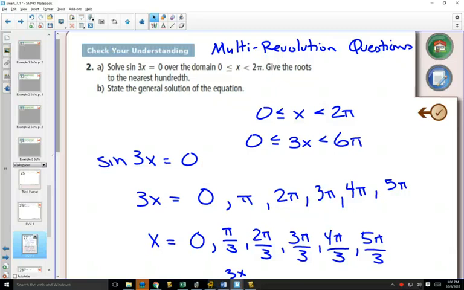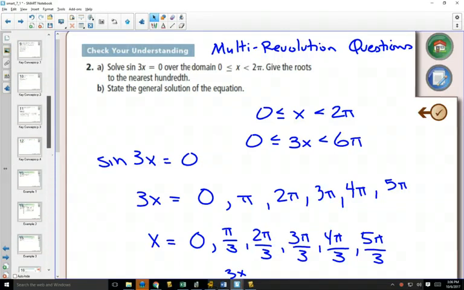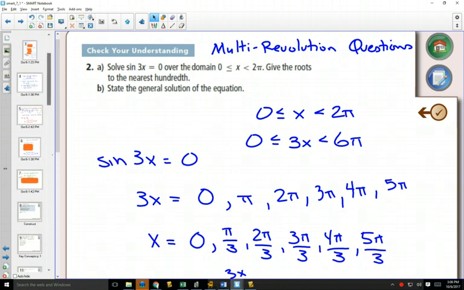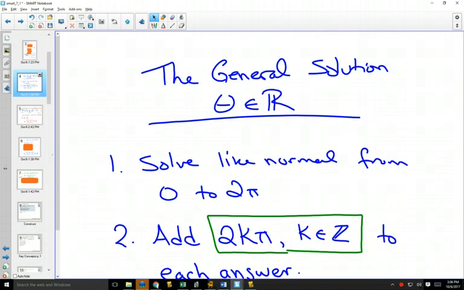Part B. Part B can be done in 2 different ways, but right now I'm just going to show you one way. Okay? It's not as elegant as the second way, but for what we've done so far, Part B says state the general solution. If we're reminded of what we wrote down for our notes for general solution, we said to solve like normal from 0 to 2 pi. In this case, you'd be solving like normal for a multi-revolution question, which is not normal for you yet because you haven't practiced it very much, between 0 and 2 pi. And then once you get your answers, you add 2k pi to all of them.